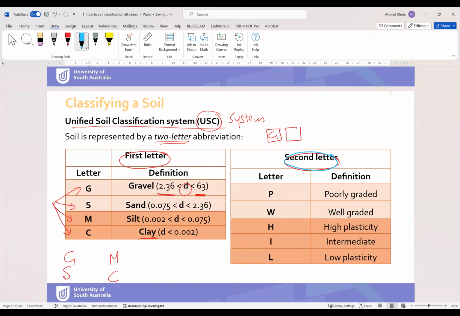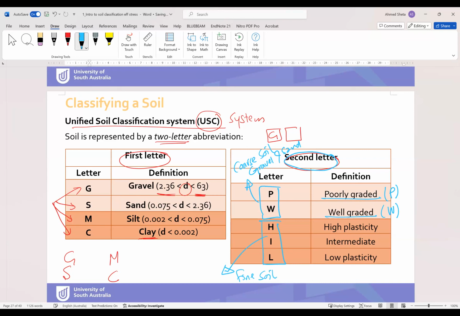Okay, so we now know it is gravel, but we need to know if it is poorly graded or well graded, and we will explain now what is poorly graded and what is well graded. Here we just need to differentiate between these two classifications. B and W are poorly graded and well graded, and this can only be for coarse soil. So it will be only for gravel and sand. Gravel or sand can be poorly graded or well graded. The other classification is for fine soil.